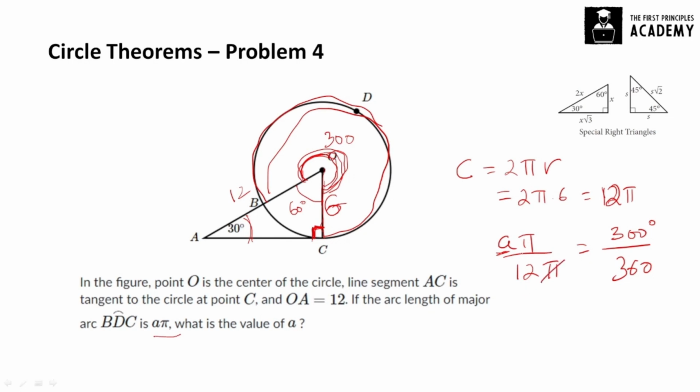Let's try doing that. A equals 12 times 300 by 360. This is 5 by 6. Let's cut this. So A equals 10, right?